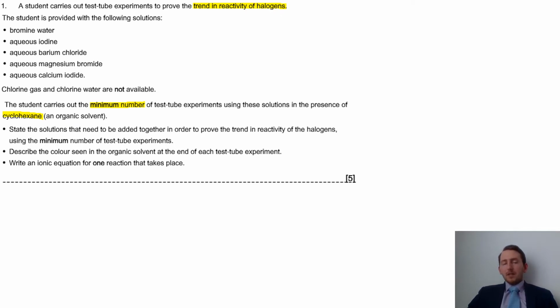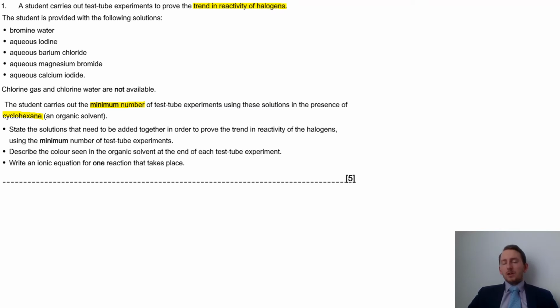So it wants us to say what we're going to add together to get the reactivity of the halogens, the minimum number of test tube experiments, the colours we're going to see, and then an ionic equation for one of the reactions that takes place. This might seem like a bit of a difficult question, but we already know what the reactivity of the halogens is. We know that fluorine's the most reactive and it decreases down the group.